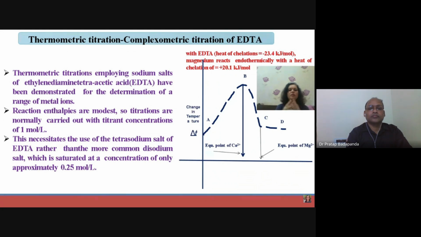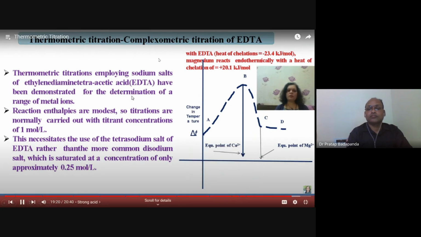If I perform the same titration as a thermometric titration, how is it possible for me to find out the enthalpy or heat of chelation during formation of the complex with calcium and magnesium with EDTA? So, separately we can find out their chelation capacity. So, this is a thermometric titration where calcium and magnesium have been titrated with EDTA.